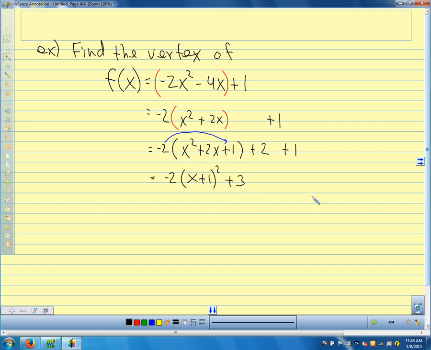So our vertex is at, second number is 3. Negative 1, 3. There we go.